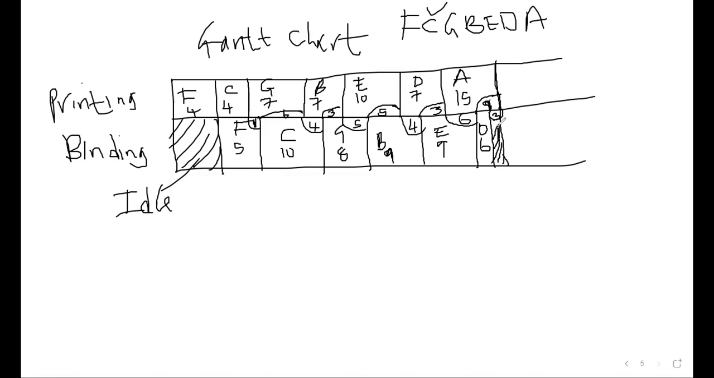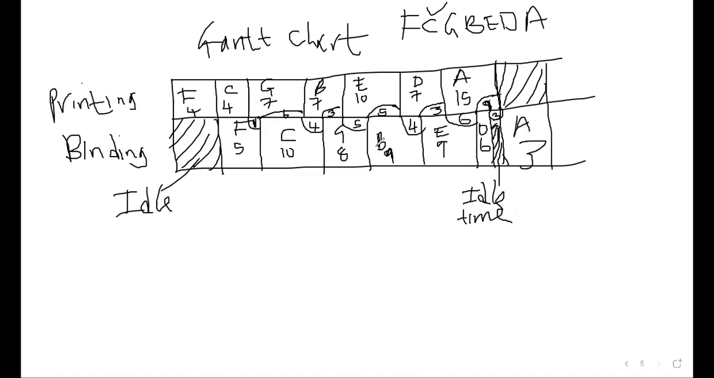They can't start binding it at the same time. So this is an idle time for the guys in binding. It's a time that they should wait for A to be fully complete. So now they can start binding A, meaning that by the time they're binding A, the guys for printing would have finished printing everything. So binding A is 3.